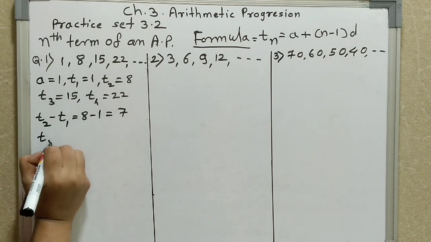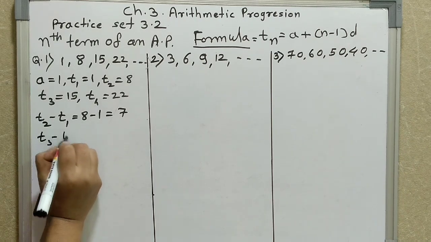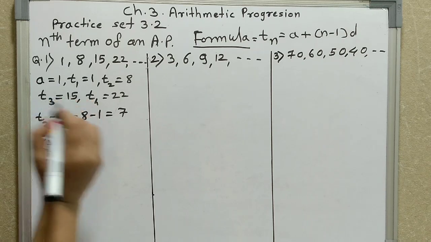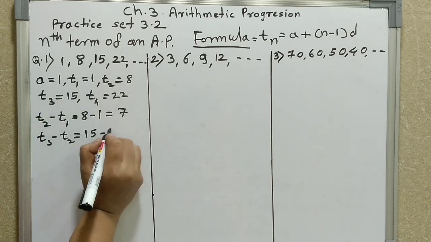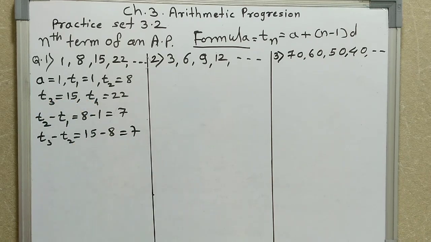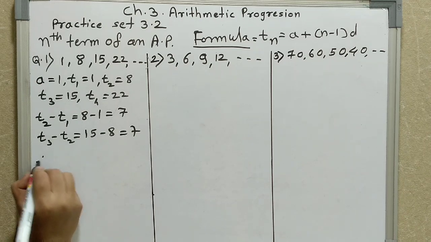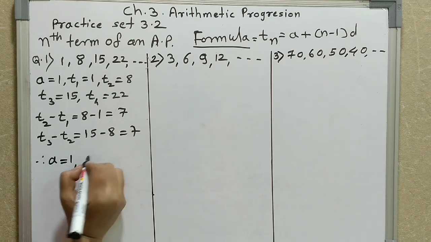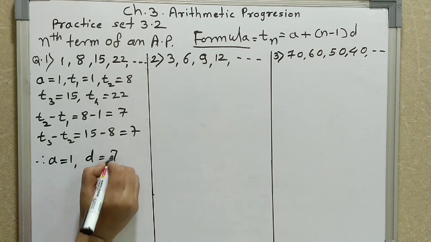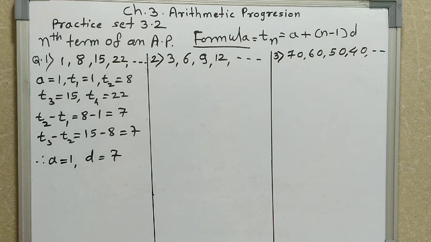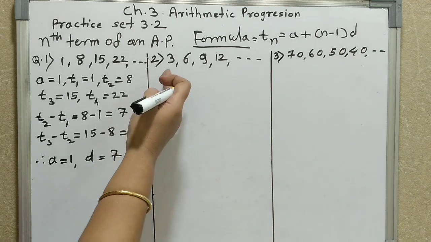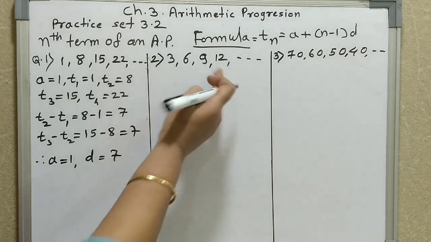Now T3 minus T2 is equal to 15 minus 8, which is equal to 7. This is the common difference, a constant. Therefore, A is equal to 1 and the common difference D is equal to 7. Now we see the second example. Here the sequence given is 3, 6, 9 and 12.